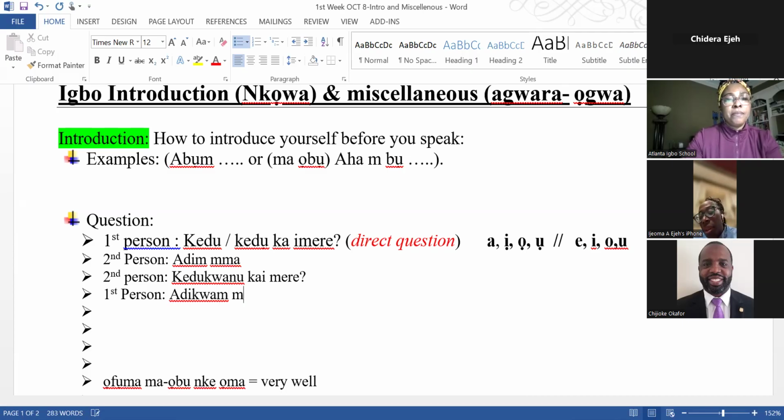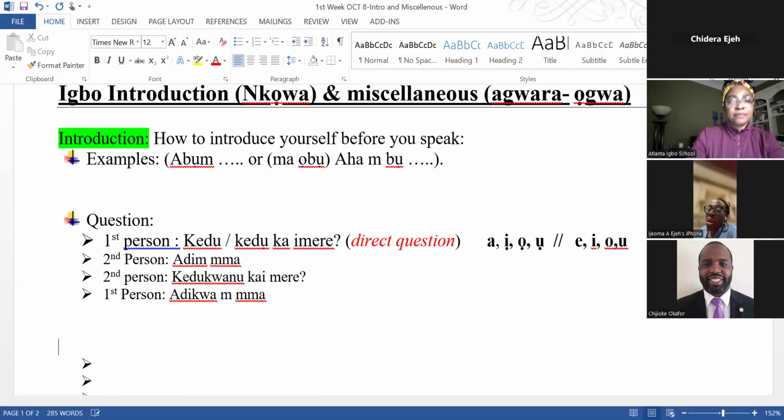Adekwam mma. If you like, you can also separate the M. You don't have to write it together. Both of them are correct. Adekwam mma. See that? So now, the other one is the first person.